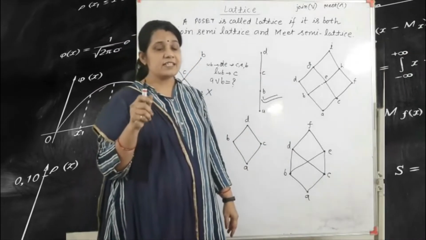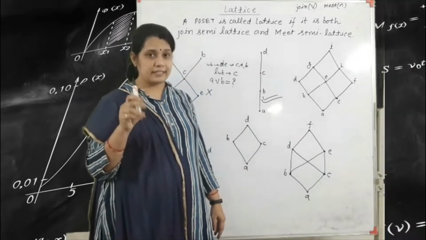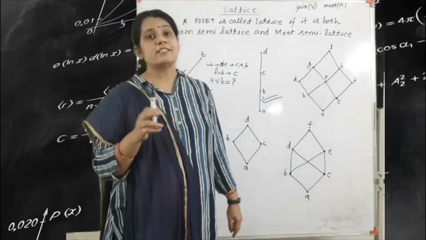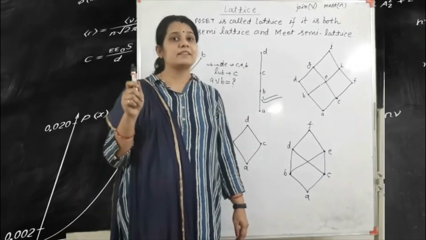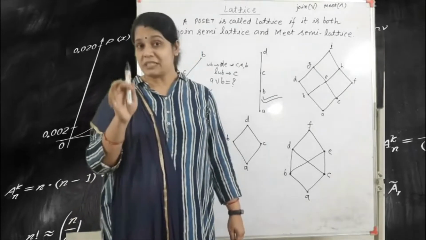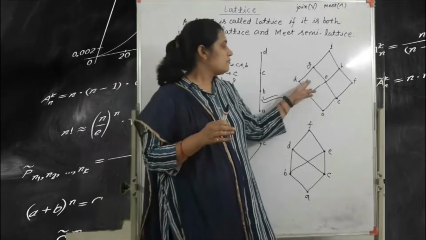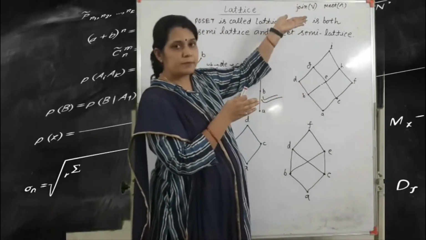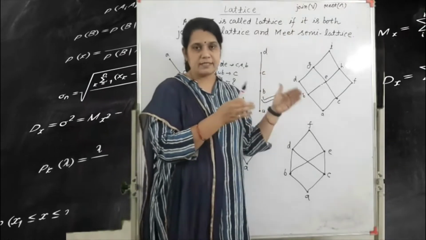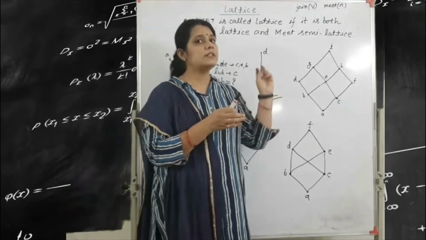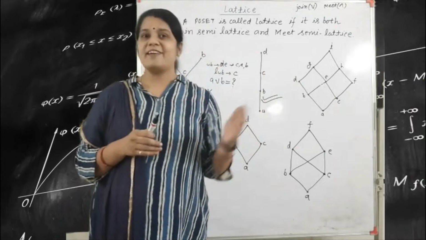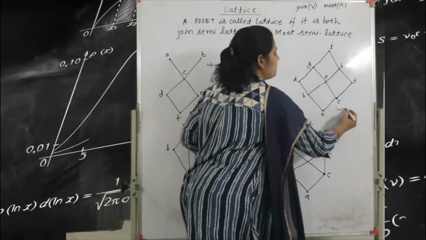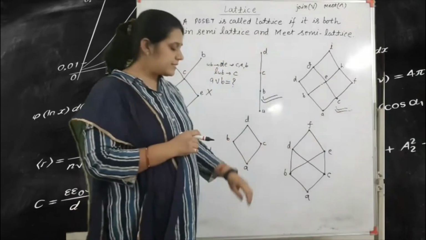But this condition is not always sufficient, because in our previous lecture we have already seen a diagram with a single bottom that is not a meet semi-lattice. So here we check every pair of elements for the least upper bound and the greatest lower bound. If both conditions are satisfied, then we can say that this is a lattice. Got it?